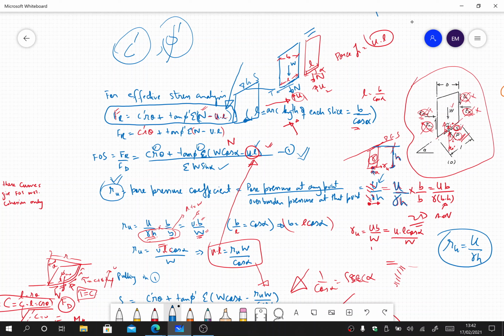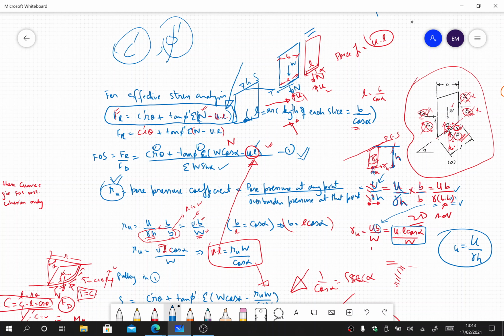Now if you multiply that with B on both sides, B into H into 1 is equal to volume, because we are in 2D. When volume is multiplied by the unit weight, it converts to the weight. So this equation becomes UB over W, and replacing the value of B, we have already discussed that B is equal to L cos alpha. So this is how you can find RU, equal to U L cos alpha over W, for the slice. Plug in the values, and finally our factor of safety can be written in terms of this RU factor.